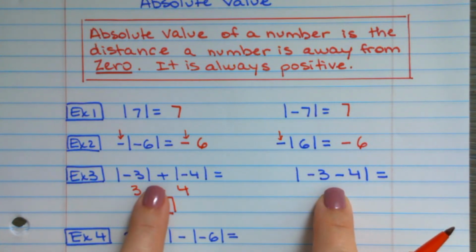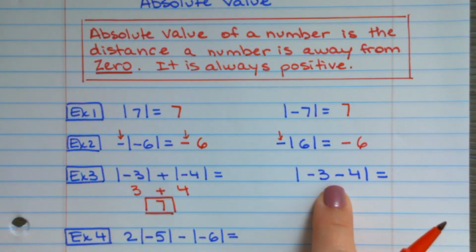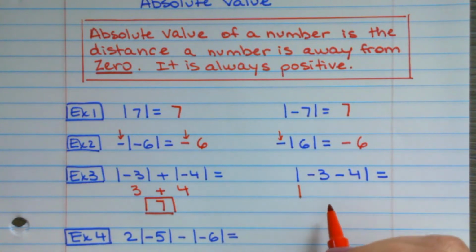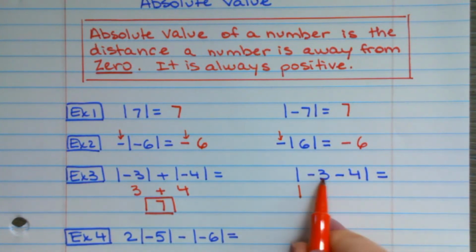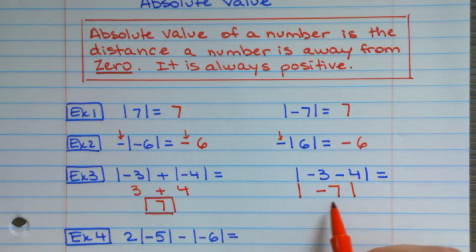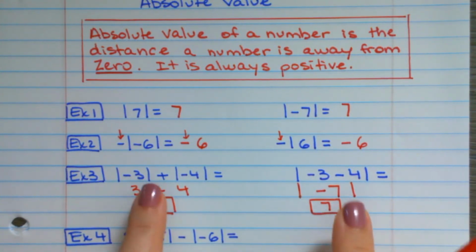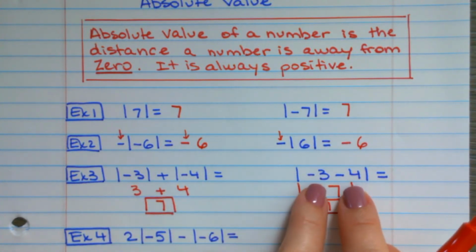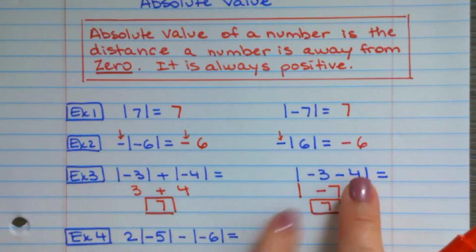So how is this one different than this one? Well, here we're going to evaluate this whole thing together. So I'm going to keep the absolute value for now. I will take care of them. So negative 3 minus 4 is negative 7. Still in the absolute value. And then I evaluate the absolute value of negative 7, which is 7. Okay? They just turn out to be the same thing because that's a different way that you can think of this question. You can evaluate them both and then bring them together.